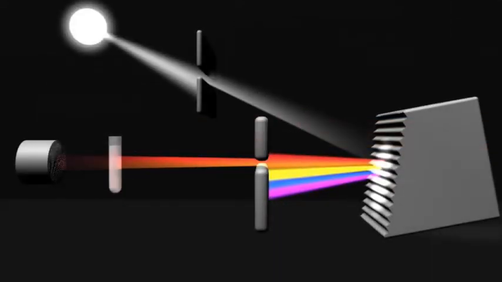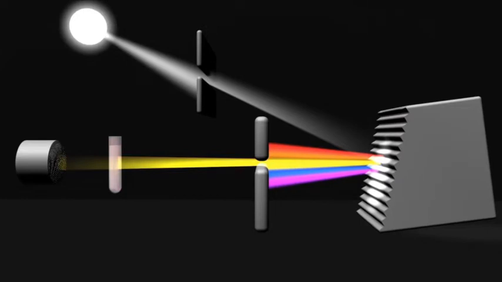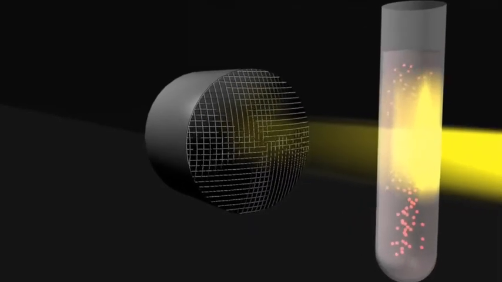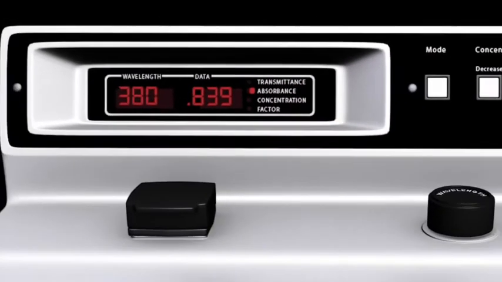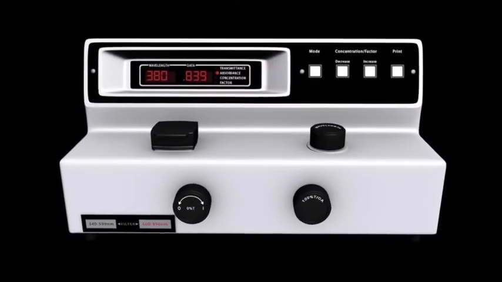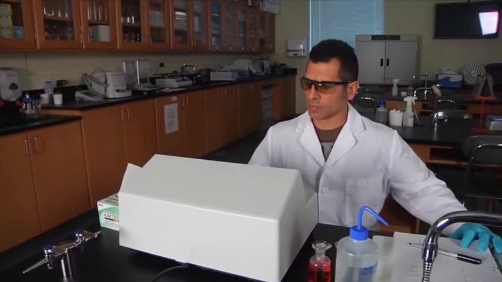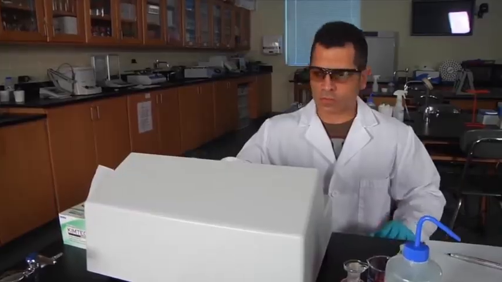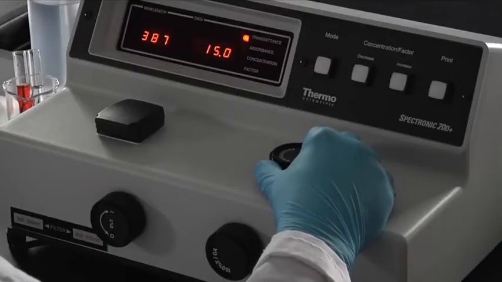The detector senses the light being transmitted through the sample and converts this information into a digital display. Let's practice by performing a simple experiment. In this exercise, we'll determine the absorbance spectrum of red food coloring.